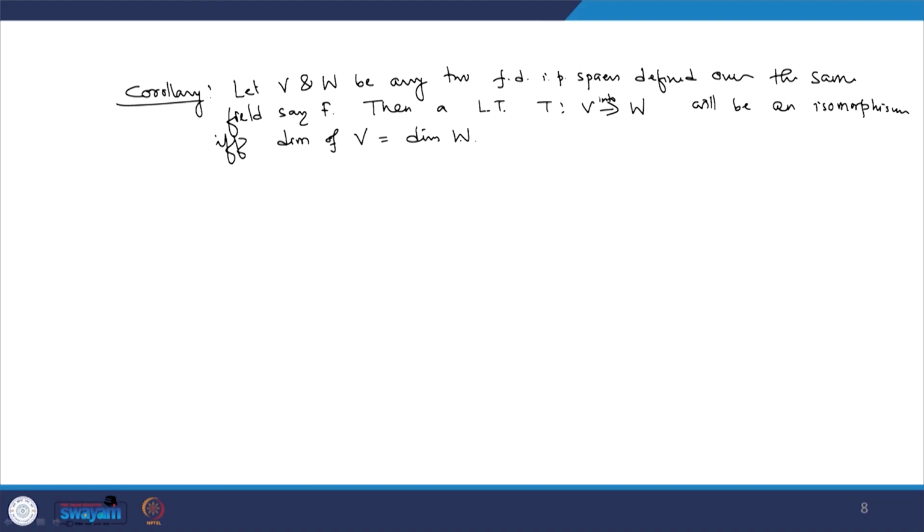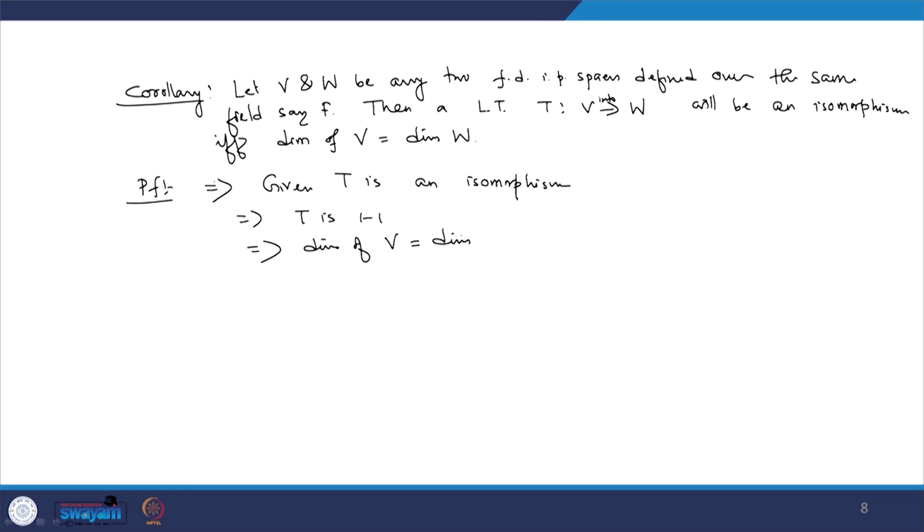The proof is very straightforward. You can consider it as homework also. Let me talk about it very quickly. See, if it is an isomorphism, then certainly it has to be 1 1. So, this means that the dimension of V has to be equal to the dimension of W. So, the only if part is very straightforward. Given T is an isomorphism, this implies T is 1 1, so the dimension of V must be equal to the dimension of W, because an isomorphism is 1 1 as well as onto.